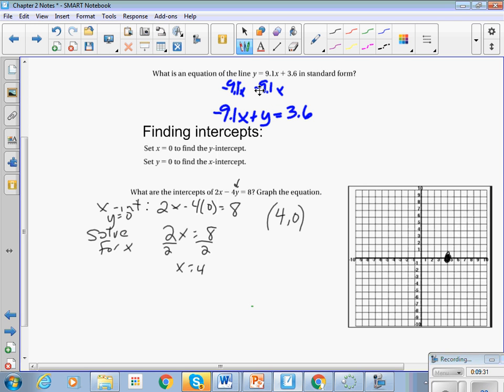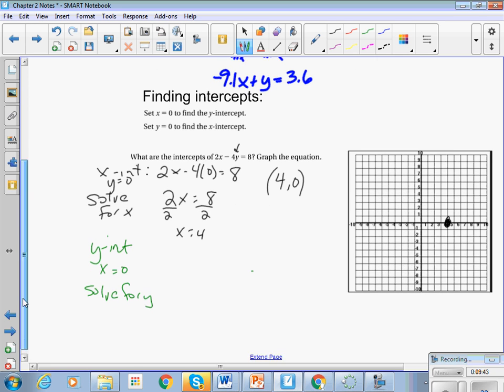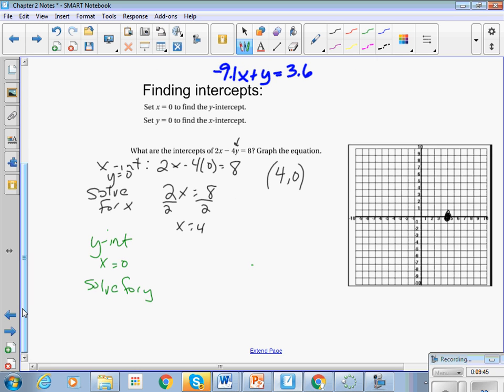All right, so for my y-intercept, I'm going to set x equal to 0 and solve for y. I'm going to take my equation, and where my x value is, I'm going to make it 0.